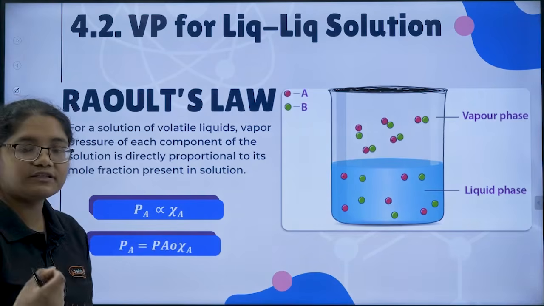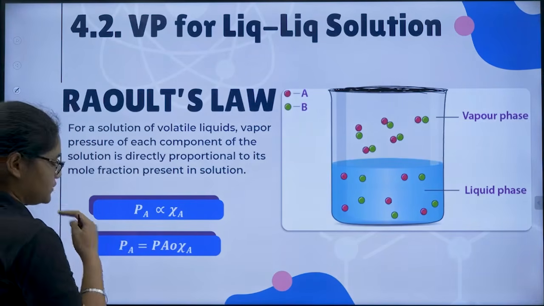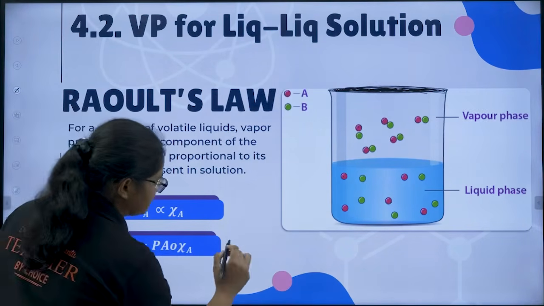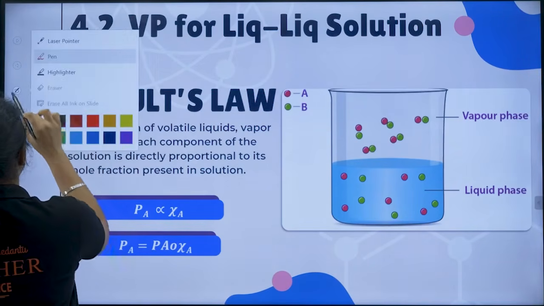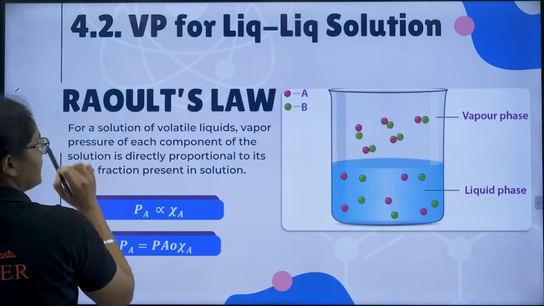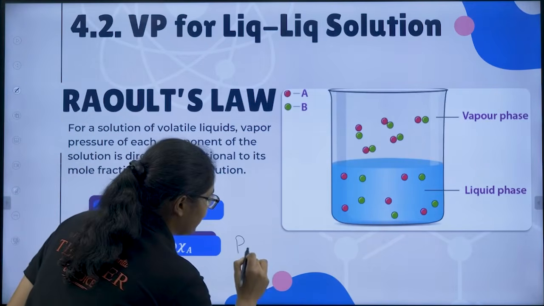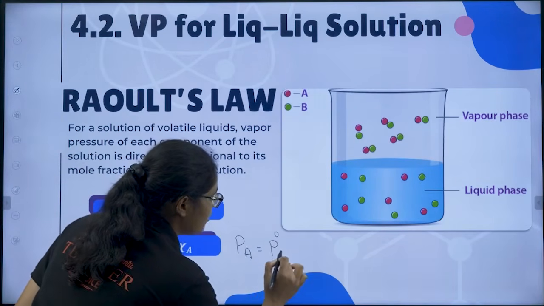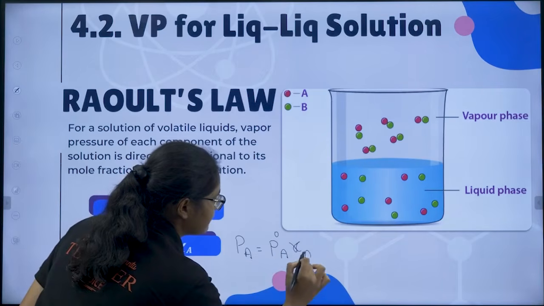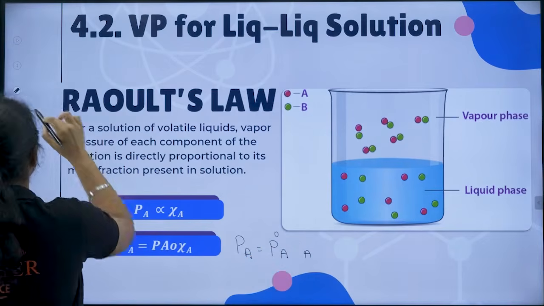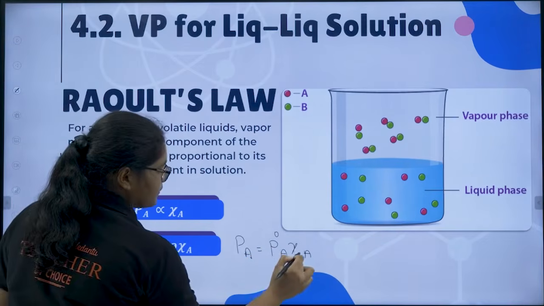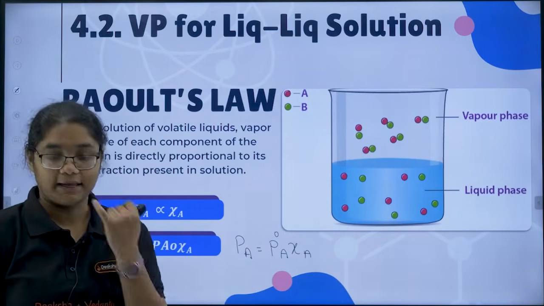Okay, and to remove this proportionality, we multiply with a constant here. So this is like this: PA is equal to P naught A XA. Okay, P naught A XA. I hope this is visible. P naught A XA, right?